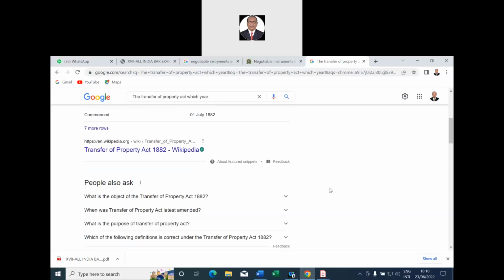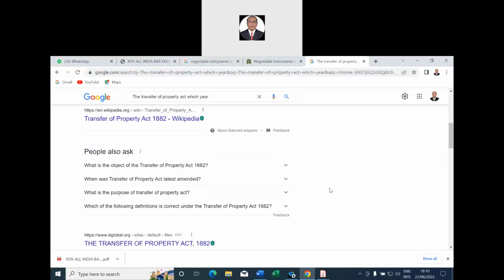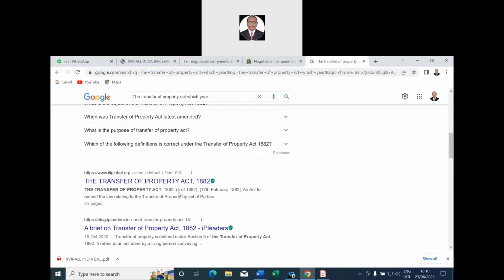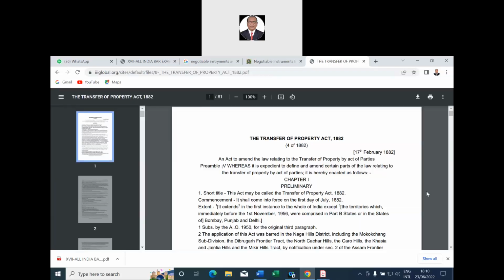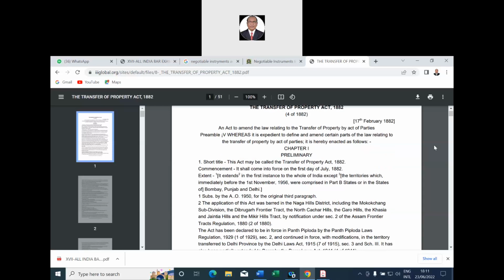What is the act number? We have to see the bare act. What are the foreign definition of the character of the? If you see the bare act, I think it is Act number 4 of 1882. Yeah, here it is given. Act number 4 of 1882. So how many chapters are there?